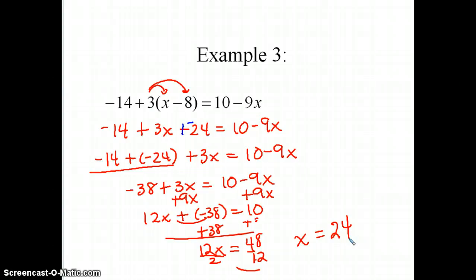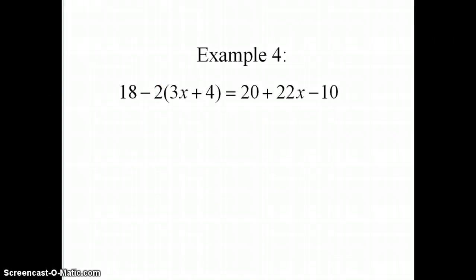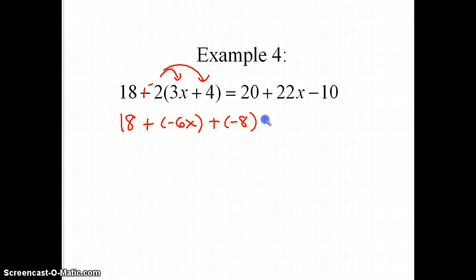Moving on to example number 4. Again, I have a set of parentheses there that I need to get rid of. So to eliminate that, I will distribute 2. But I notice I have a minus sign here. So I am going to use adding the opposite. And then I will distribute a negative 2. So I have 18 plus a negative 6x plus a negative 8 is equal to 20 plus 22x plus a negative 10.